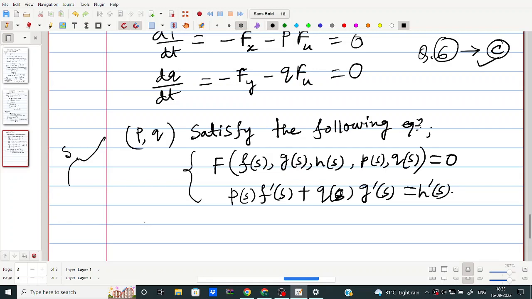Excellent. This is on the datum curve, meaning initially. Okay, so let me move to the next page.